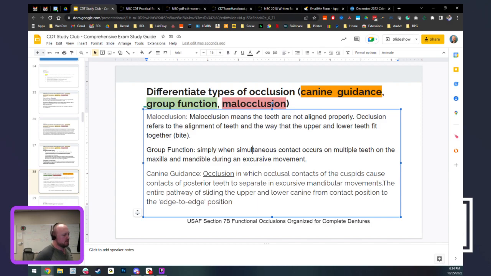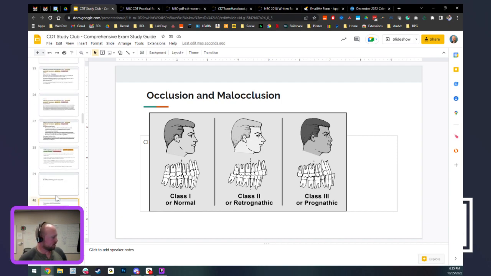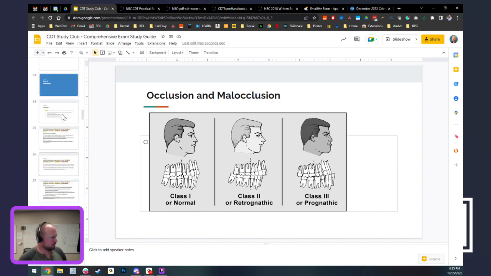All right, malocclusion means the teeth are not aligned properly. So class 1 occlusion would be a normal relationship. Class 2 or retrognathic would be where the jaw is back. And this bulldog, this is class 3, prognathic. Retrognathic and prognathic.